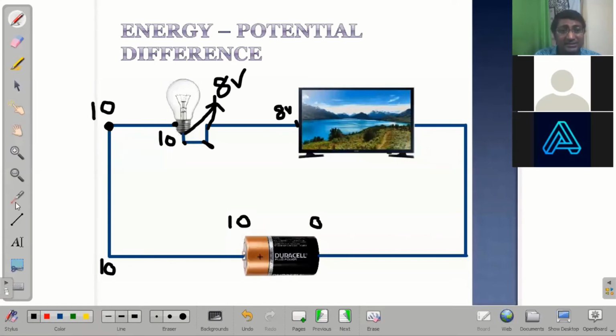Now imagine this particular TV will consume some energy. How much energy do you think it will consume? Any guesses?